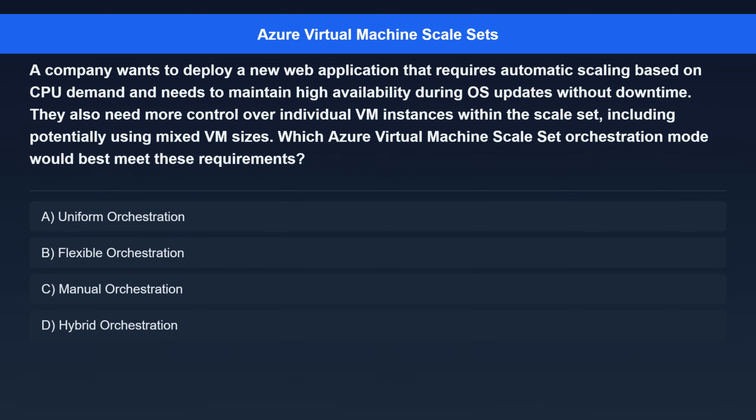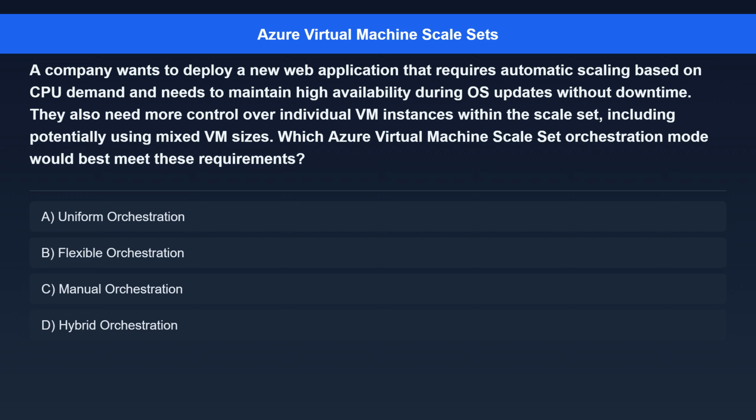Question 1. A company wants to deploy a new web application that requires automatic scaling based on CPU demand and needs to maintain high availability during OS updates without downtime. They also need more control over individual VM instances within the scale set, including potentially using mixed VM sizes. Which Azure Virtual Machine Scale Set orchestration mode would best meet these requirements?